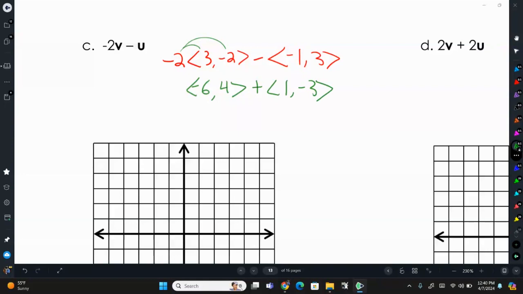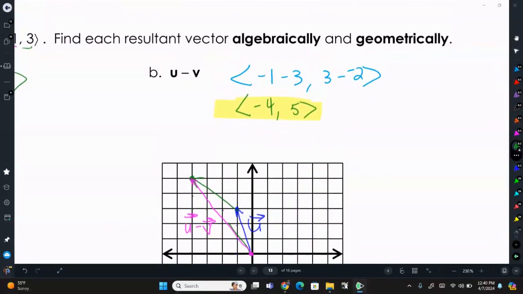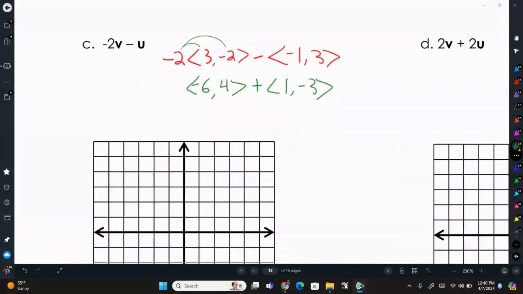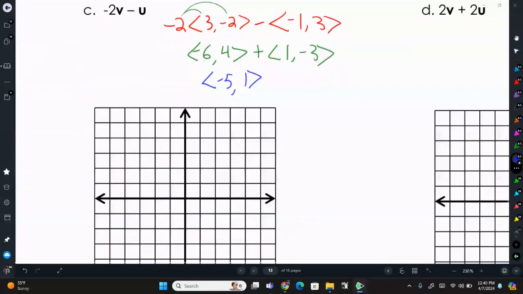So up here, I did subtracting the vectors, and you can do it that way. In this letter C, I'm going to show you distributing the negatives so that your vectors are positive instead, so it makes it an addition problem. Because by doing that, you don't have to worry about, oh, I have to go backwards now. We can always make it an addition problem. Right, so algebraically, we're going to have negative 6 plus 1, which is negative 5. And then 4 plus negative 3 is positive 1. So we know where we should end.